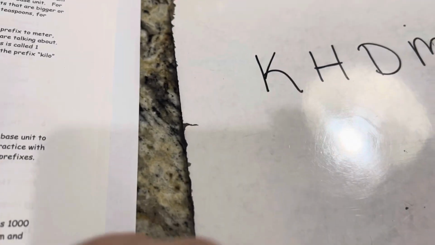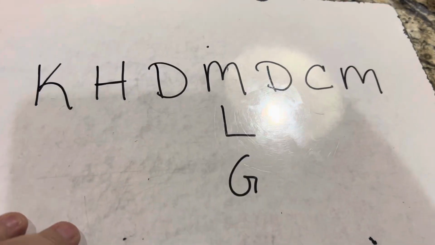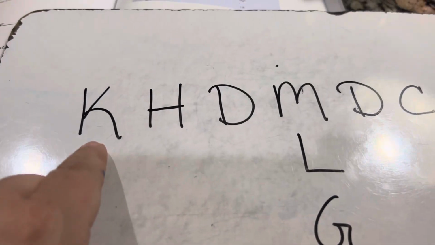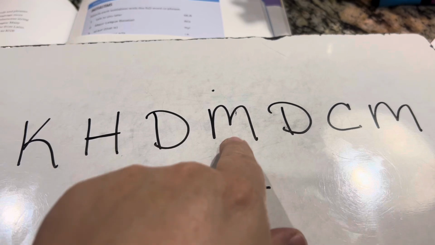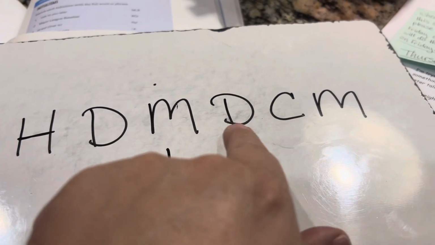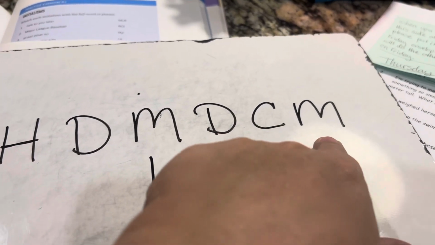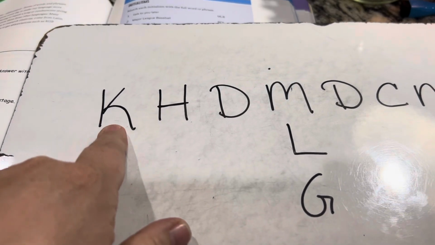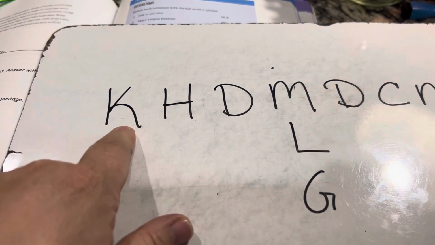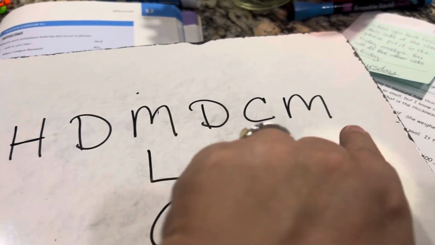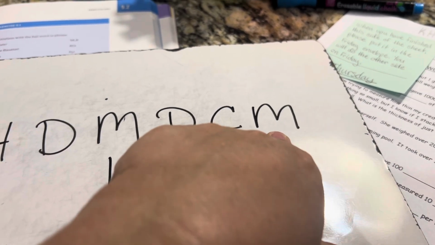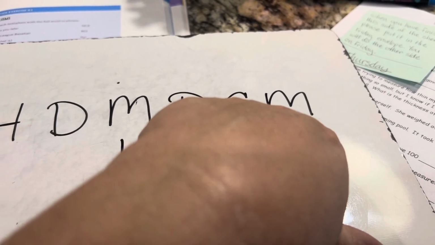Okay, so today for math, we're going to be working on the metric system, okay? So as a reminder, we use King Henry drinks milk or lemonade or Gatorade during chamber meetings, okay? What you're going to be focusing on for this lesson is this guy, kilo, K-I-L-O, which means 1,000, and milli, M-I-L-I, which means 1,000th, okay?